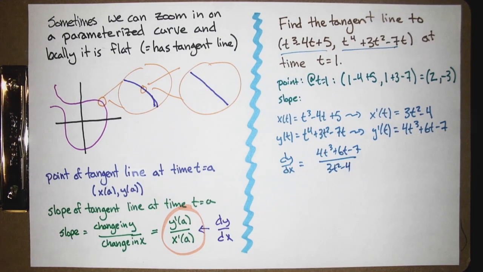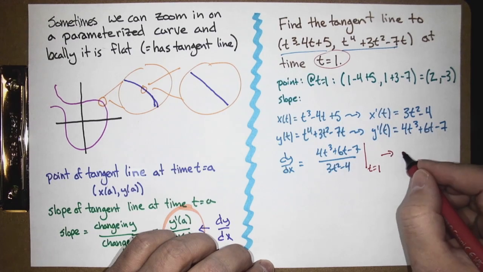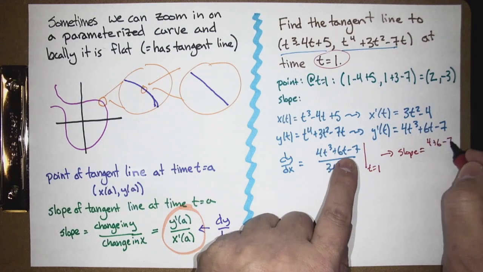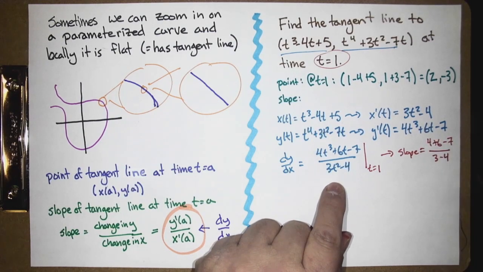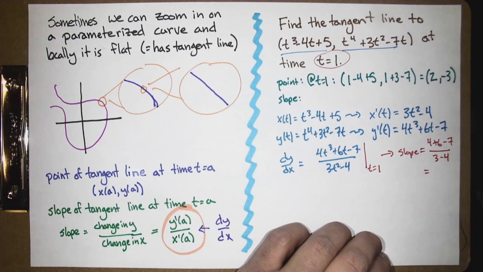All right. Now, is that our slope? And why not? That's just the equation. It's the equation for slope at any given time t. We're after a number. How do we turn this into a number? Plug in t. And in our case, we know what t to plug in. We're plugging in time t equals 1. So evaluate at time t equals 1. And this gives us that our slope is 4 plus 6 minus 7 divided by 3 minus 4. 4 plus 6 minus 7, also known as 3. 3 minus 4, negative 1. Put them together, you get negative 3.